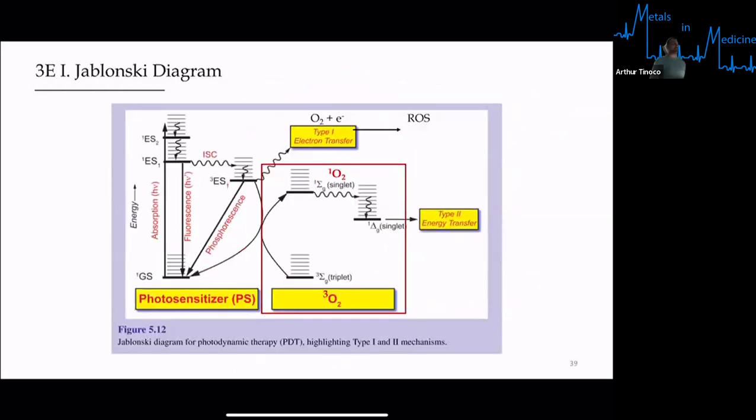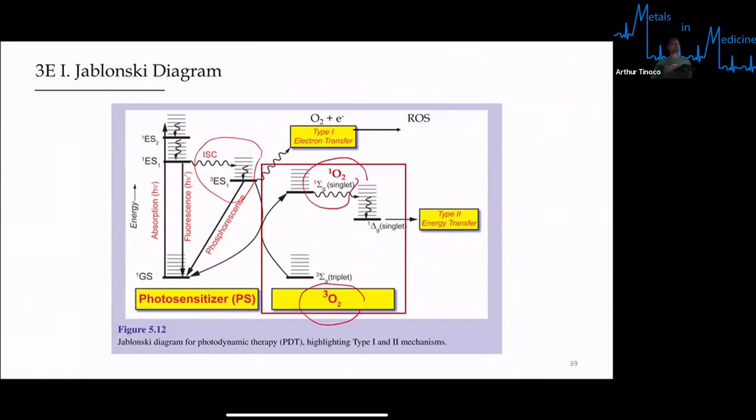All right, so that comes to this point here. So now you have your triplet state, and so what can happen? Well, what can happen is that you can exploit the energy as it's going down to the ground state to convert oxygen from its triplet state to a singlet state, okay? So we'll talk about that in a moment.